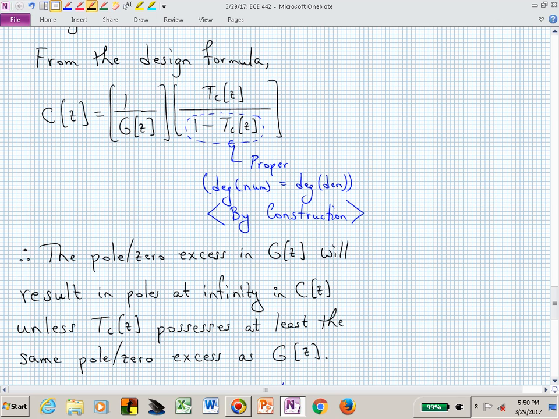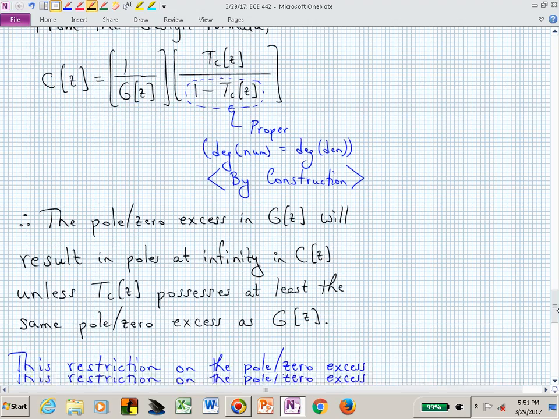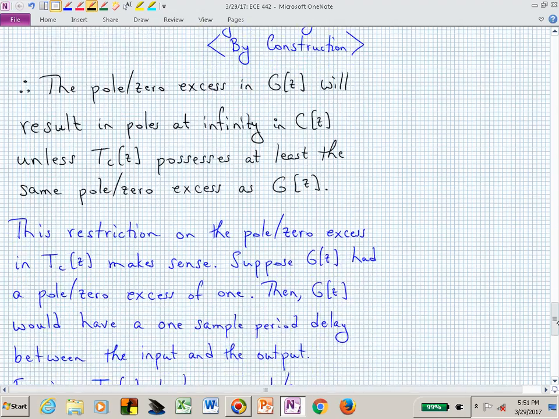And for that reason, and since the denominator 1 minus t sub c of z is proper, we're not changing the pole zero excess with that piece. So if we want to preserve or at least maintain causality, that's saying then that t sub c of z needs to possess at least the same pole zero excess as g of z, so that it accommodates the pole zero excess of our original system, g of z. And that we can see, hopefully, from this formula. If you don't see that, go home and play with some examples and see.